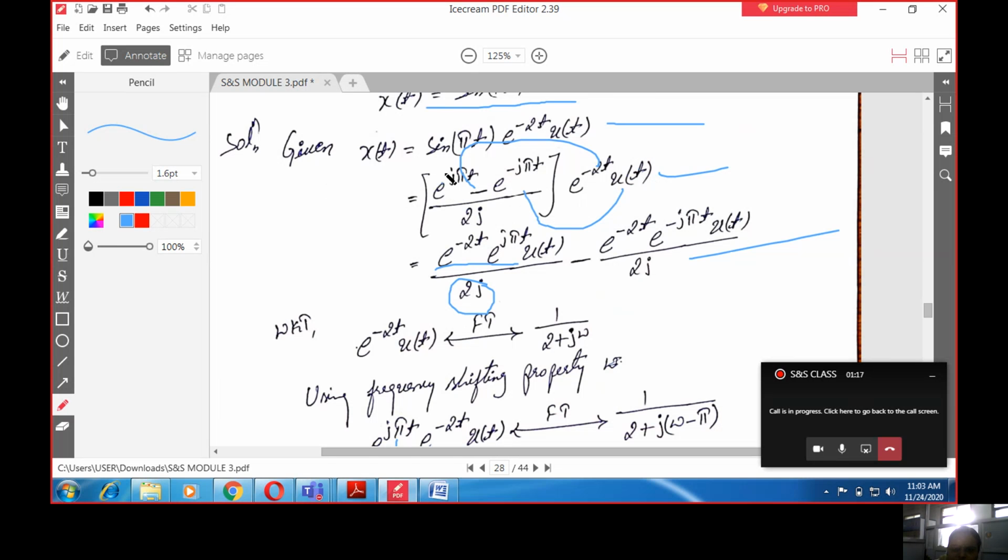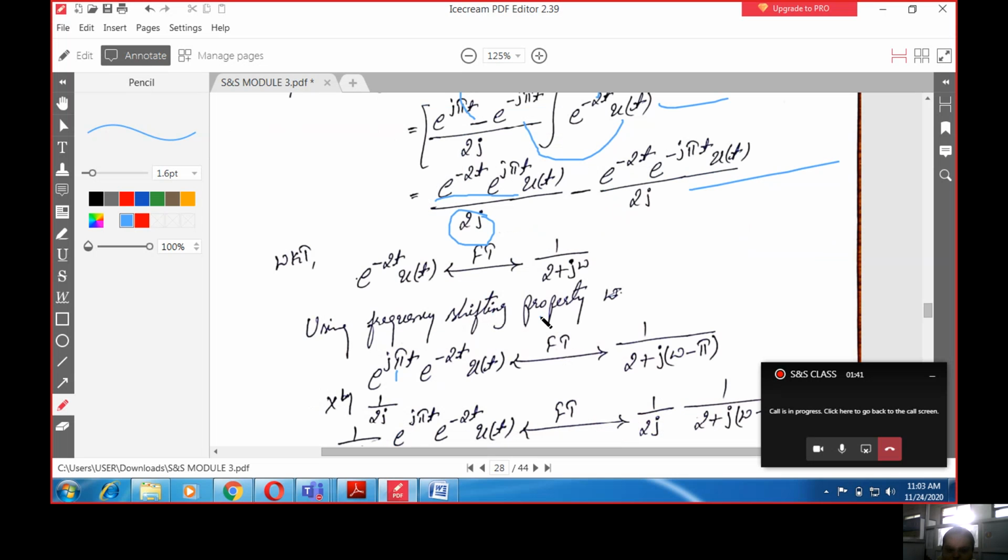Then you have to multiply each of the terms here: e^(-2t) e^(jπt) u(t) divided by 2j, minus e^(-2t) e^(-jπt) u(t) divided by 2j. Then for e^(-2t) u(t), the Fourier transform is going to be 1 divided by (2 + jω). Then using the frequency shifting property, for e^(jπt) e^(-2t) u(t), the Fourier transform is going to be 1 divided by (2 + j(ω - π)).